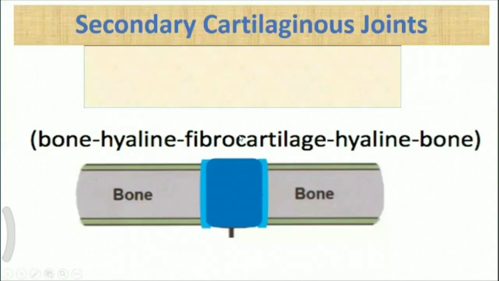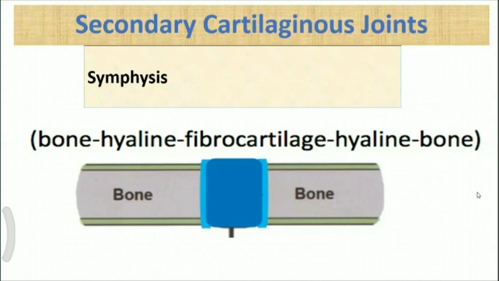Now secondary cartilaginous joint. Questions are similar: distribution and features or characteristics. What is another name of secondary cartilaginous joint? It is symphysis. Another name of secondary cartilaginous joint is symphysis. Another name of primary cartilaginous joint is synchondrosis. Remember this. So this is symphysis.